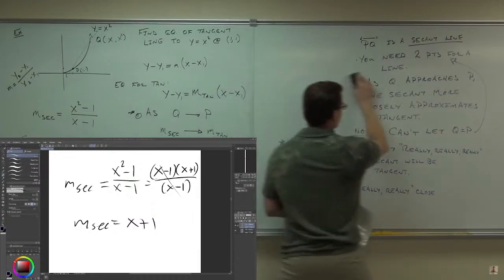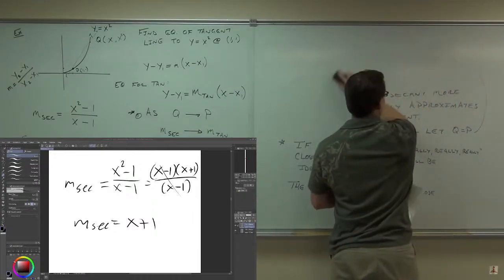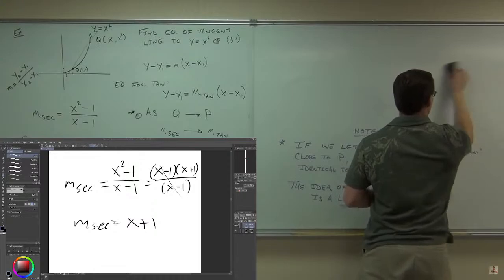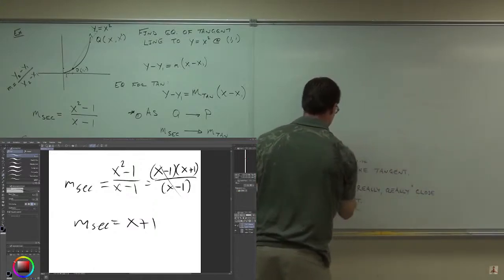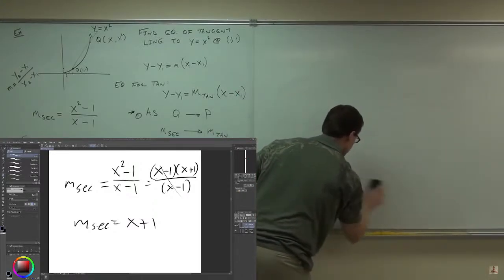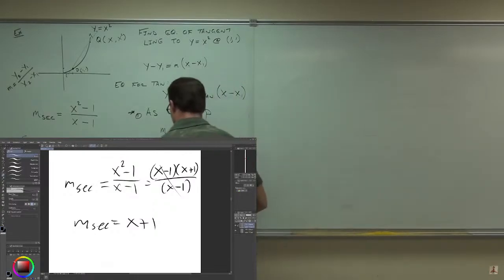Here's the jump that we're going to make, okay? Here's the jump.